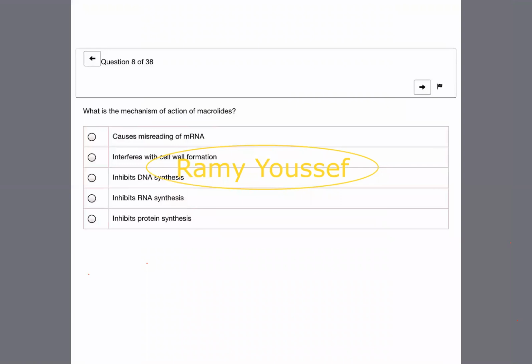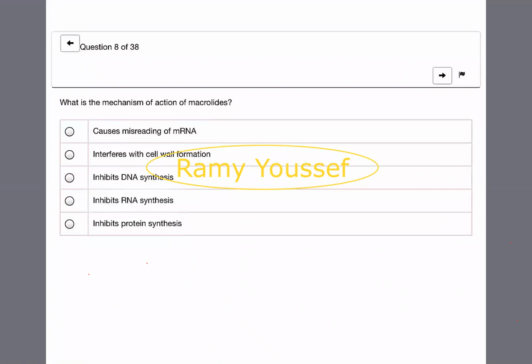Next question. What is the mechanism of action of macrolides? Causes misreading of mRNA, interferes with cell wall formation, inhibits DNA synthesis, inhibits RNA synthesis, inhibits protein synthesis. I don't think it inhibits DNA or RNA. I think it inhibits protein synthesis. Yes, exactly. This is a pharma question.